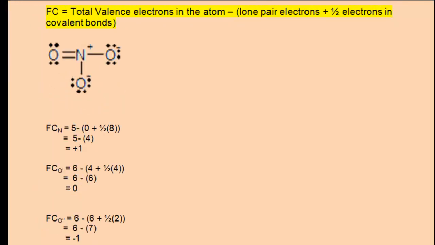Now we'll look at the nitrate ion, NO3 with a negative charge. The formal charge on nitrogen is +1. The formal charge on the oxygen with the double bond is 0. The formal charge on the oxygens with the single bond is -1. Add the numbers, you get -1, which is consistent with the charge on nitrate.